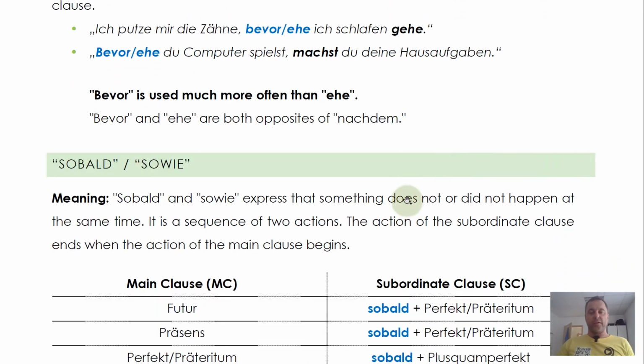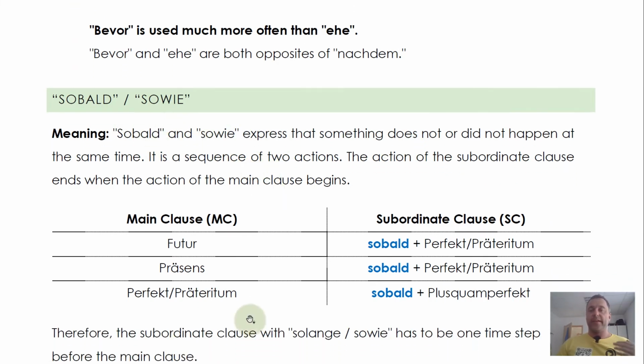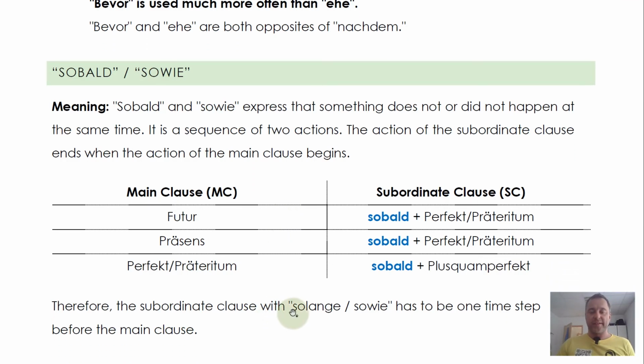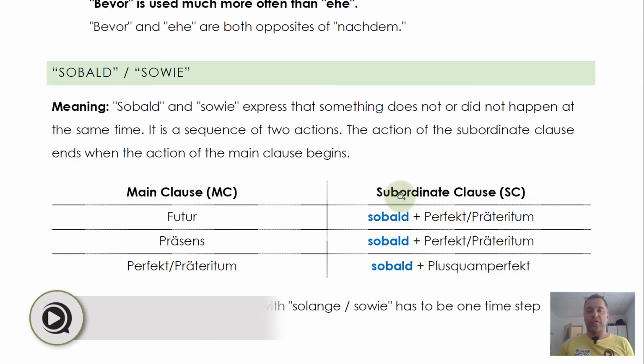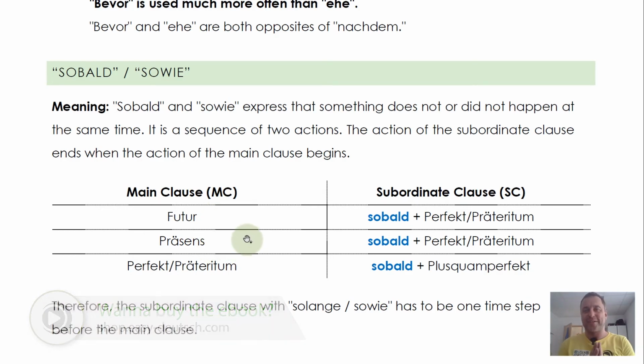And let's have a look now at the last one, which is sobald or sowie. That's exactly the same as nachdem, with one tiny difference. The action of the main clause immediately starts after the action of the subordinate clause ends.